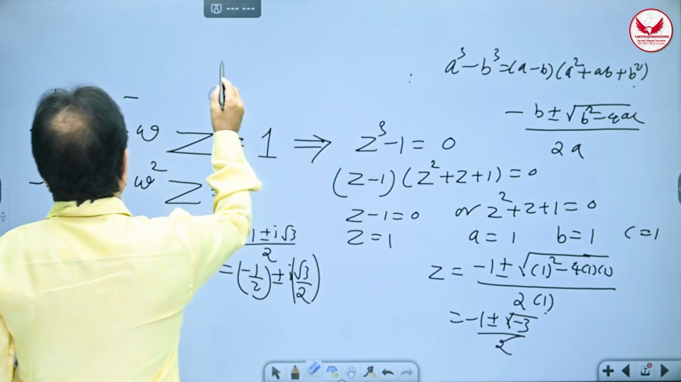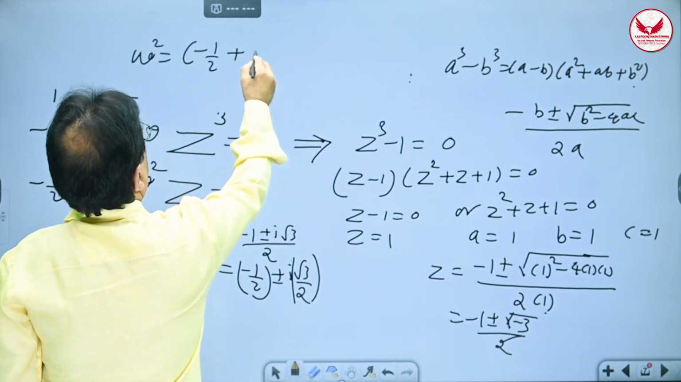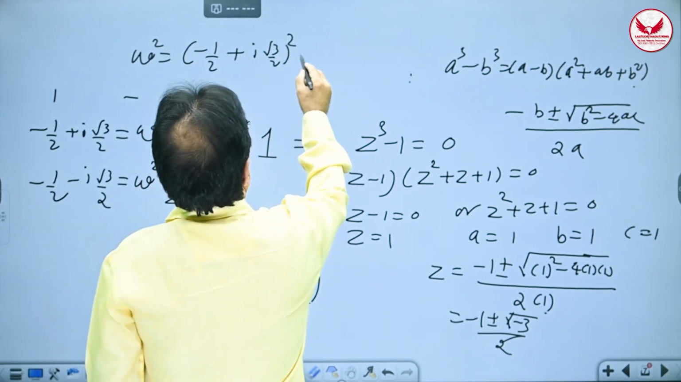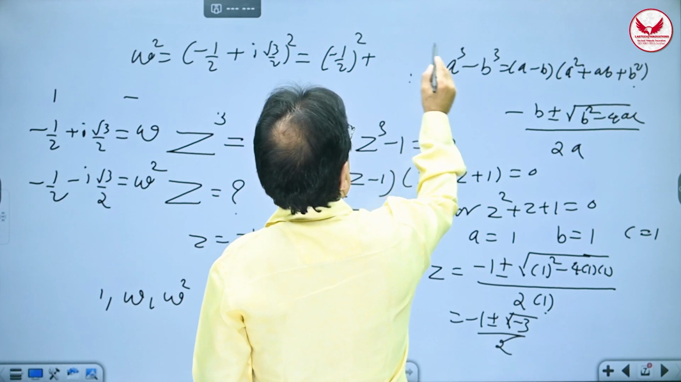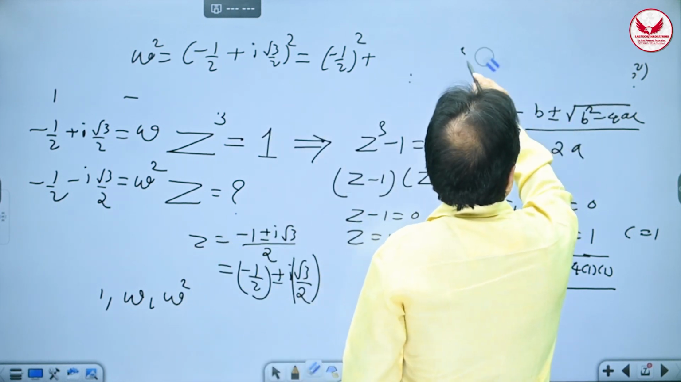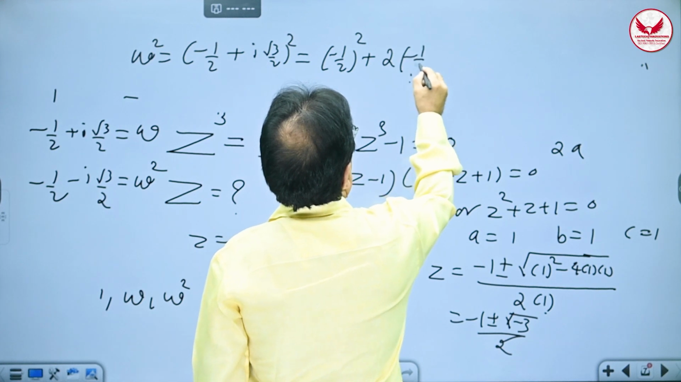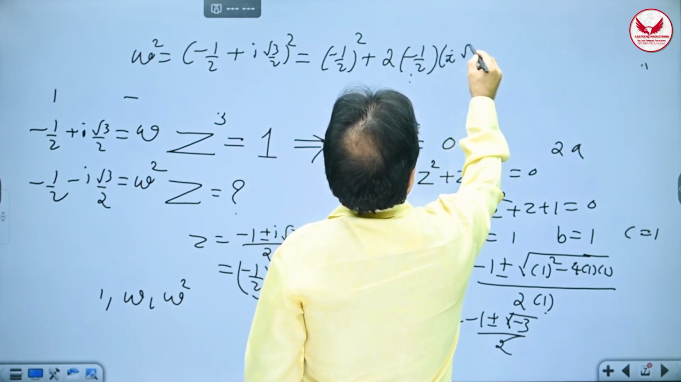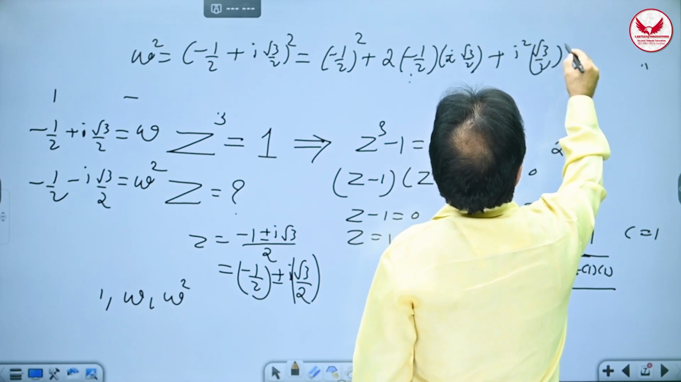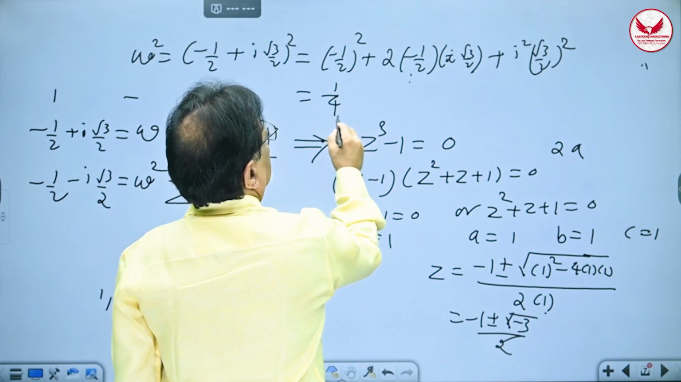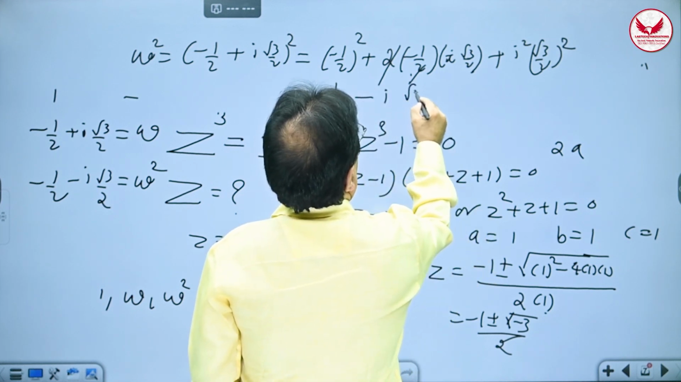So let us find out, right? So what is the square of omega? What is the square of omega? That is, the square of minus half plus i root 3 by 2. I'm just using the formula (a plus b) whole square, that is a square plus 2ab plus b square. a square is 1 by 4. 2ab is 2 into minus half into i root 3 by 2; the 2, 2 gets cancelled and you get minus i root 3 by 2. Plus b square, which is i square into root 3 by 2 whole square.